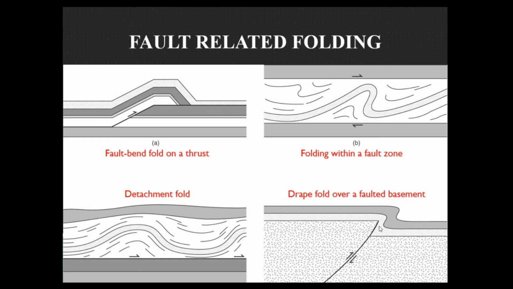And then sometimes we can have something called a drape fold. Basically, we had a big fault happening in this crystalline bedrock, probably like some kind of a granite or something. And then the softer, more plastic, more flexible sedimentary layers folded and draped instead of faulting.